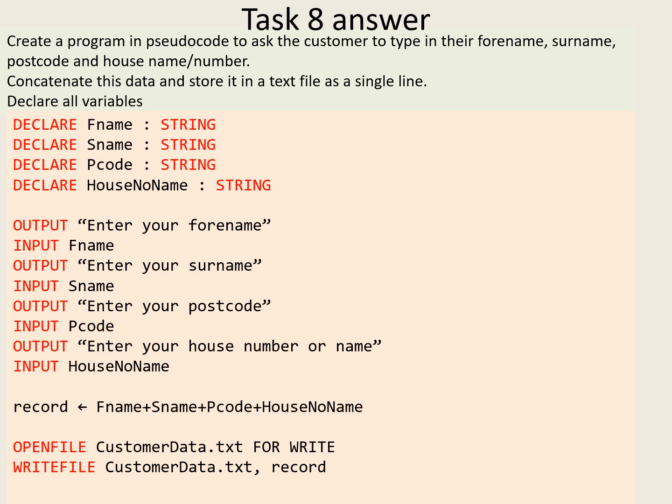So if I entered Fred Blogs 12 Oak Street, it would be F name is Fred, S name is Blogs, postcode of SP12 X24 and house number say 10. Those four pieces of information will be concatenated or put together using the variable record, and then we're writing record to the first line of the text file. And what's the last thing we need to do? Absolutely correct. We need to close the file.